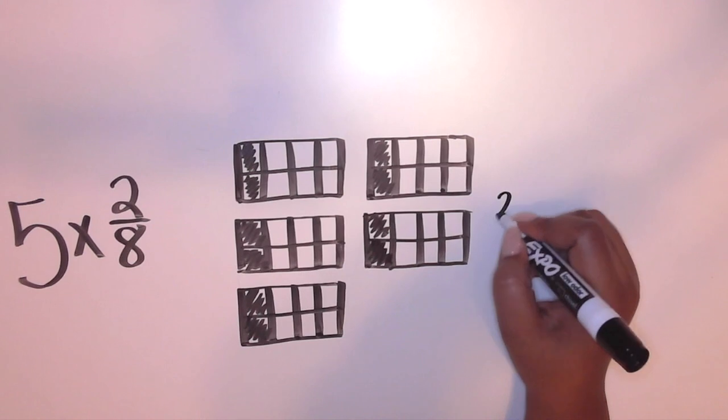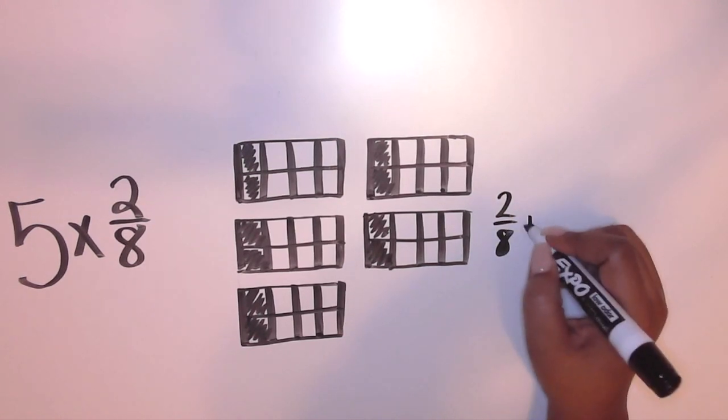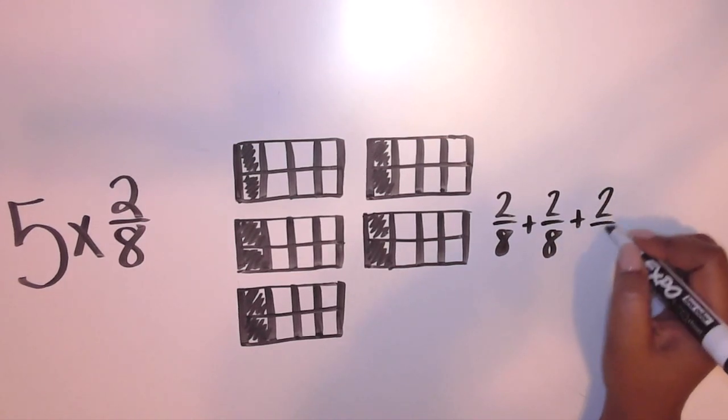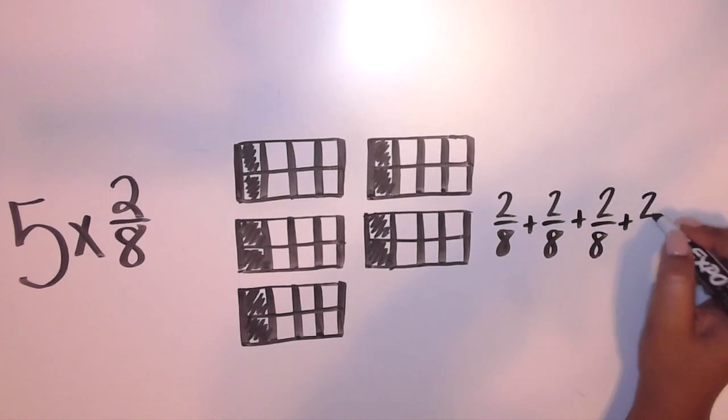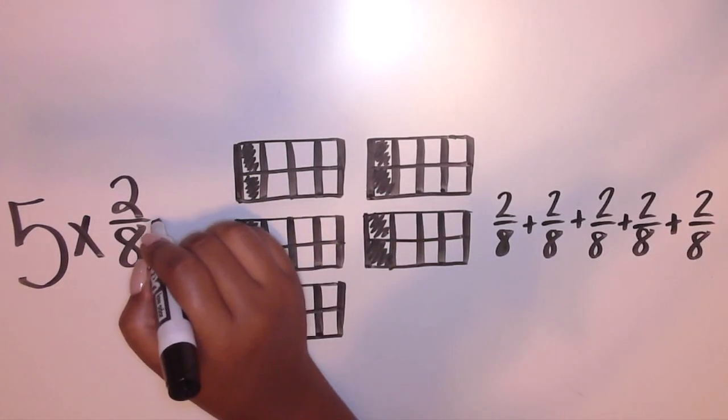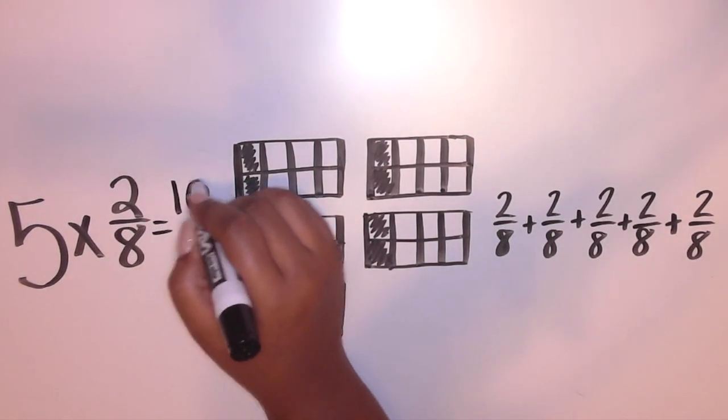Again, if we connect this model to repeated addition, we can see that you are going to add the fraction 2/8 5 times. Last, we can connect that repeated addition to our multiplication expression of 5 times 2/8. 5 times 2/8 equals 10/8.